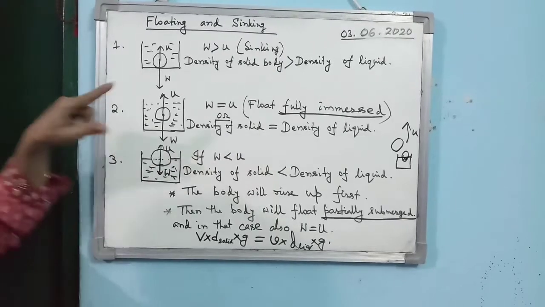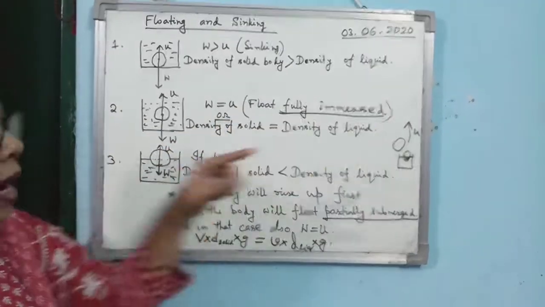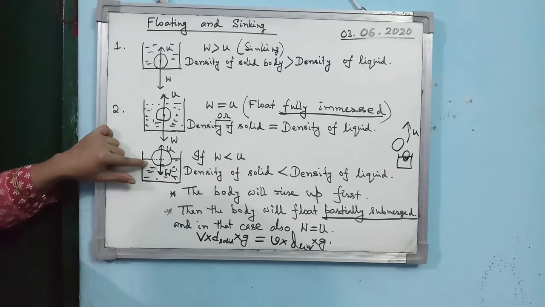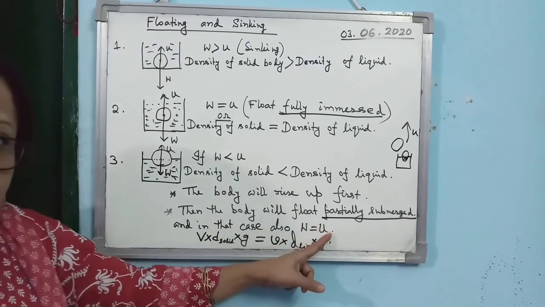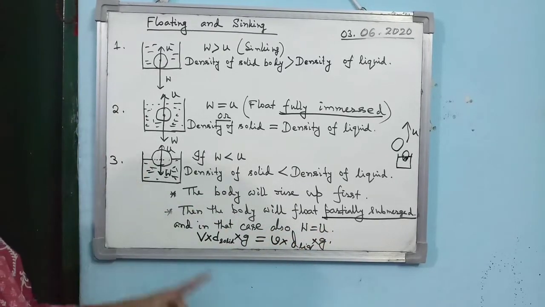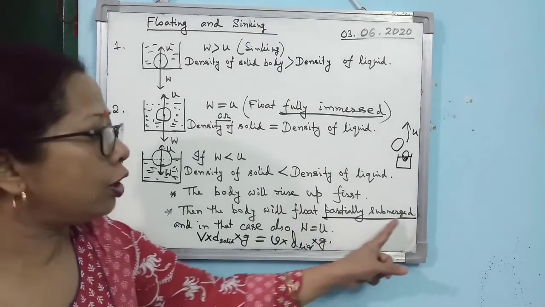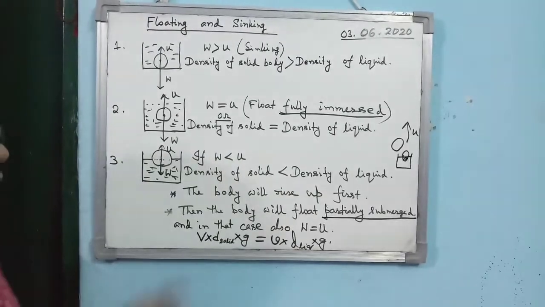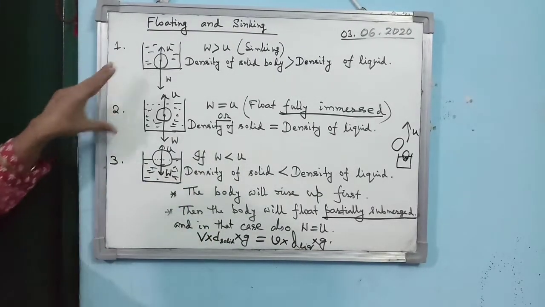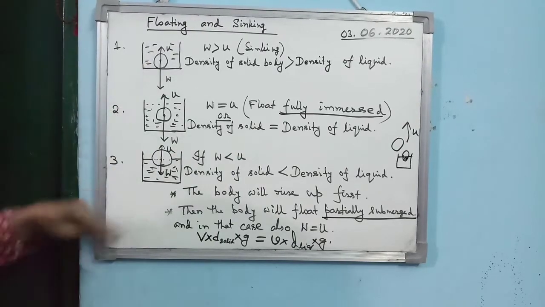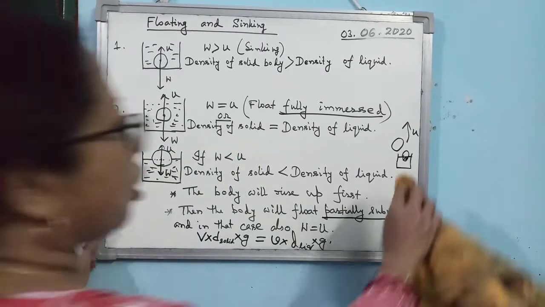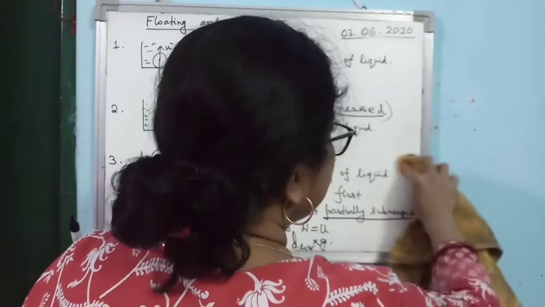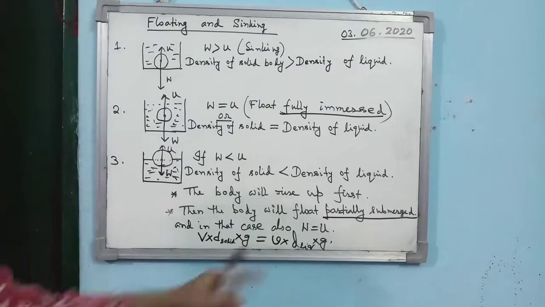So I have underlined here: for this case it is floating fully immersed. Look at the diagram. In this case it will float. In this case also it will float, but how? It will float partially submerged. So these three cases, the way I have written, you must copy in the notebook, but not that diagram. I have already rubbed that.